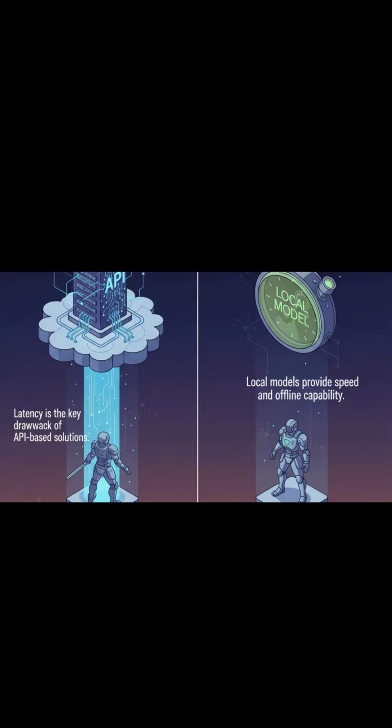The local route, using a quantized model like a distilled BERT or a small T5 model, gives you speed and self-sufficiency, but at the cost of reduced generative capability. For a 24-hour project, the answer is almost always start with an API. Get the functionality working first. You can always explore swapping in a local model later if latency becomes a core gameplay issue.